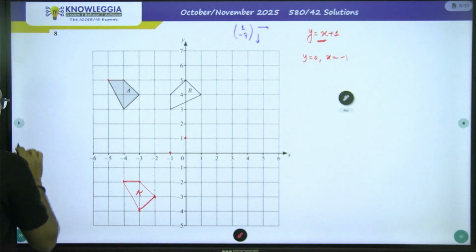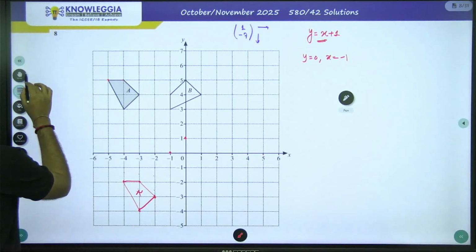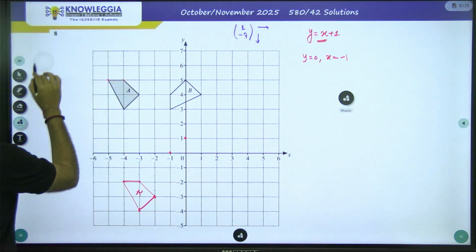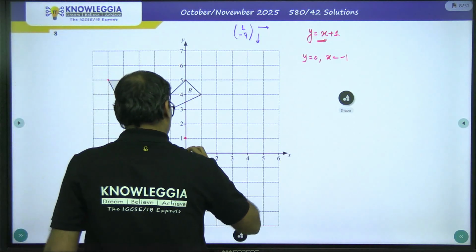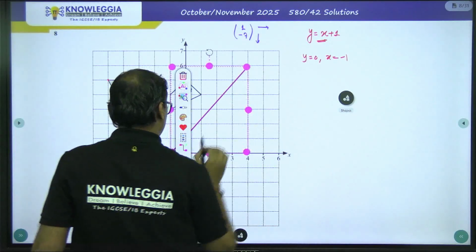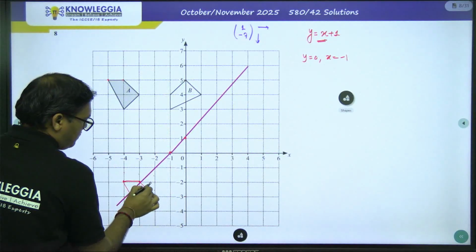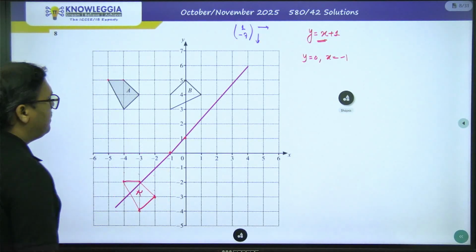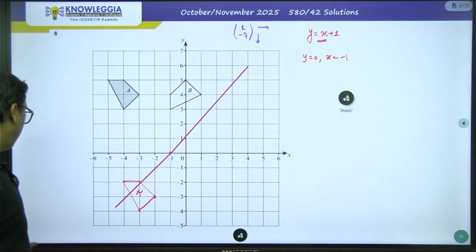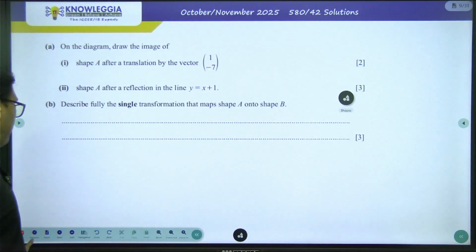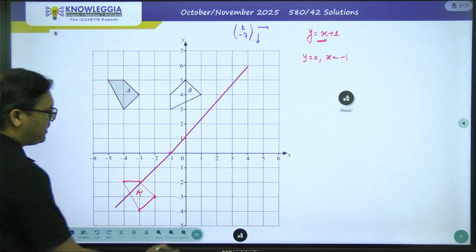So the line will look something like this. I just join this. So this is the line which is required. I hope this is clear, right? This is the line. Now you have to take the reflection of this A in the line y equal to x plus 1. So you have to take the reflection here.